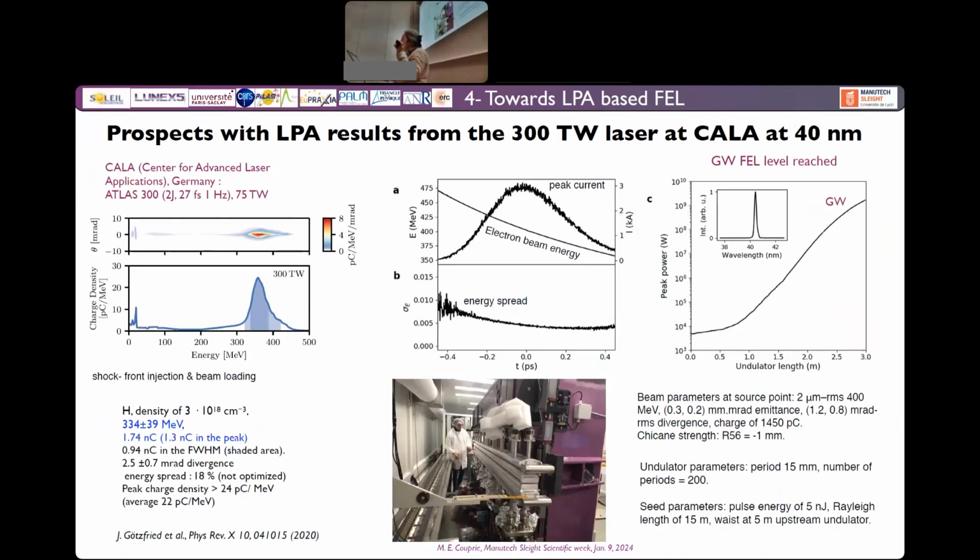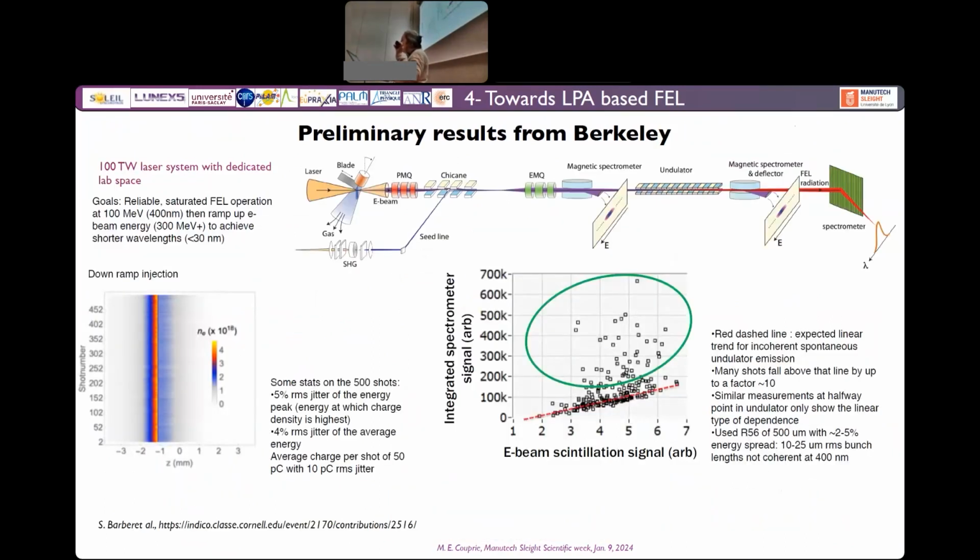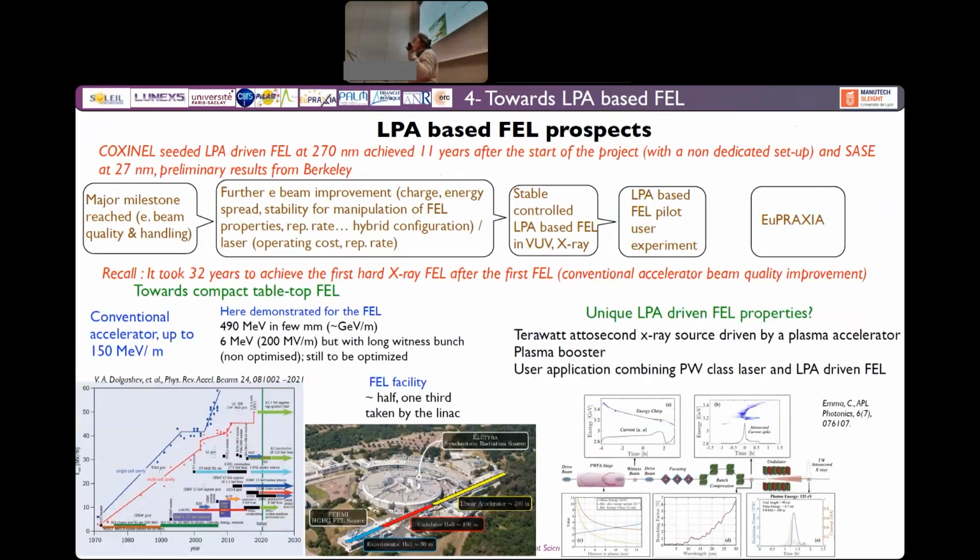a longer undulator of smaller periods. So with calculation, we could go to shorter wavelengths. There are some preliminary results from Berkeley as well now in SASE. And to conclude for this part, we have achieved a seeded FEL with LPA 11 years after the start of the work.